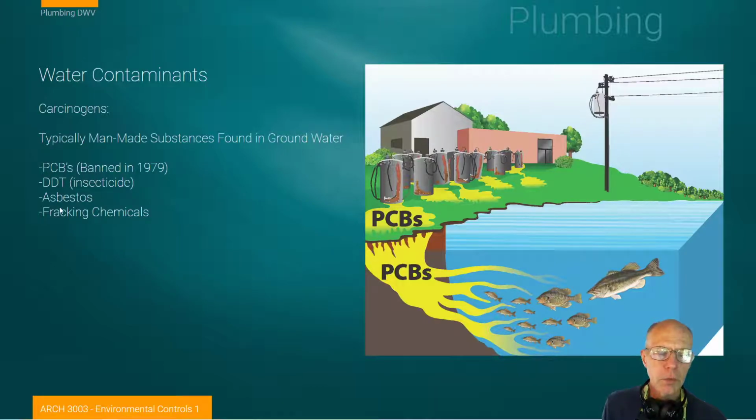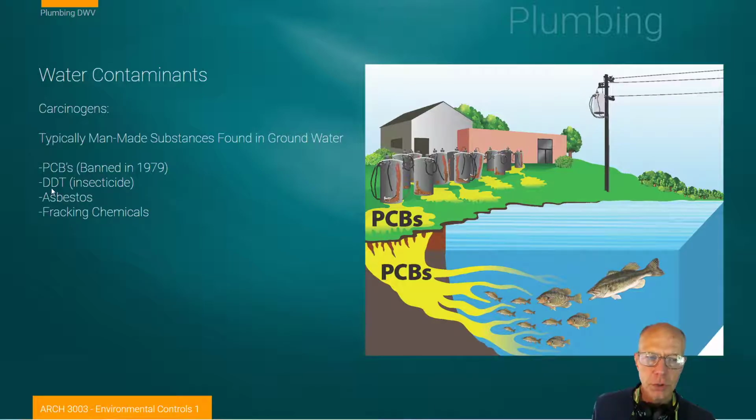And a few of these that you should be aware of are PCBs. They are a fluid that was used in transformers as a cooling fluid. I don't know what the actual chemical is here, but it's considered a known carcinogen. And in older transformers, it can leak out and contaminate groundwater. It was banned in 1979, but it still exists in the environment.